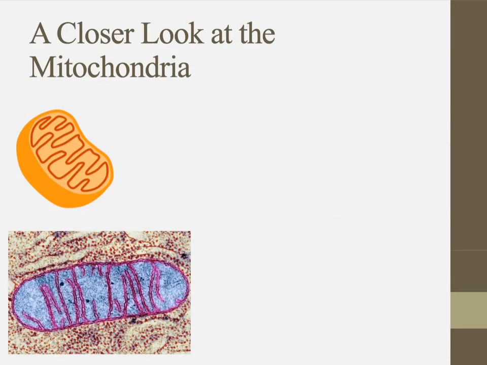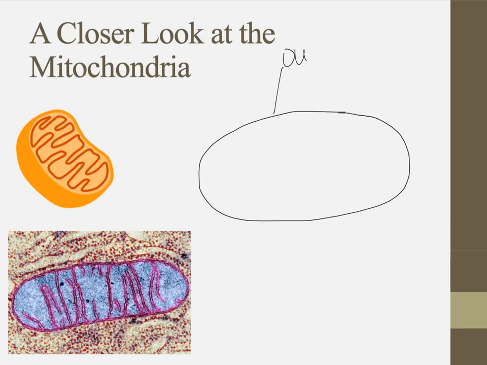While we're in super drawing mode, it's time to take a closer look at the mitochondria. We drew them earlier, but I want to go back and draw them in greater detail. So we know that we have an outer membrane. It's a double-membrane organelle. It's got 2 membranes, so we have the outer membrane.